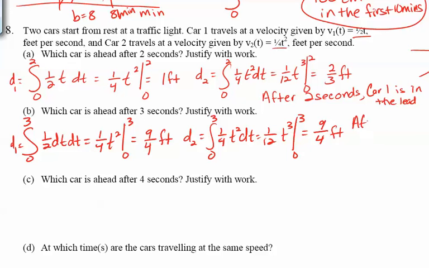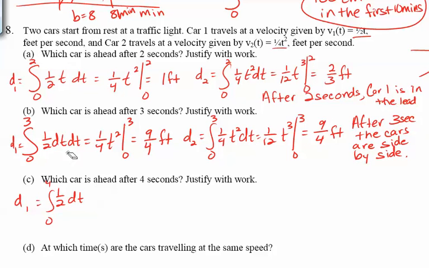So what do we know? After 3 seconds, the cars are side by side, or tied if you will. And after 4 seconds, distance 1. Oops, 1/2 t, I'm writing dt there when it should be t. So our same antiderivative, we just keep re-evaluating. From 0 to 4, 1/4 of 16, we would be at 4 feet.